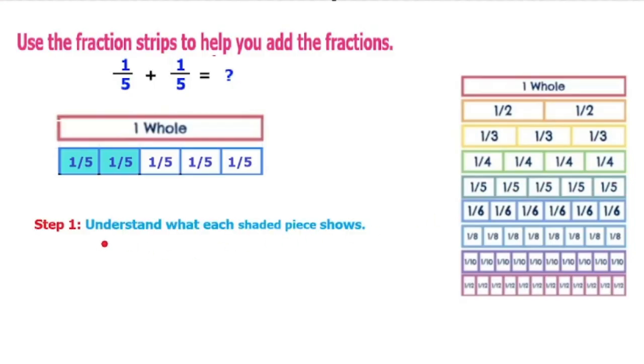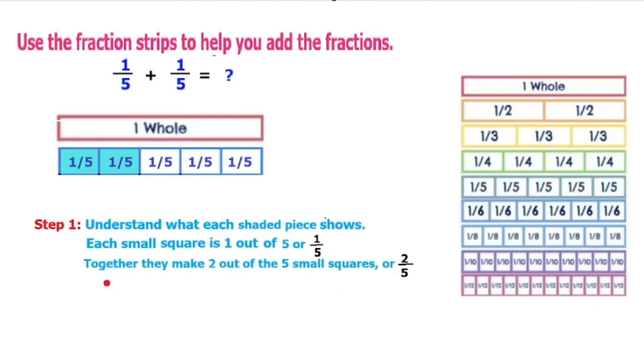So understand what each shaded piece shows. So if we do that, we can see that each small square is 1 out of 5, or 1/5. So this is 1 out of 5 because there's 5 of them. 1, 2, 3, 4, 5. So together, these shaded pieces, they make 2 out of the 5 small squares, or 2 over 5.